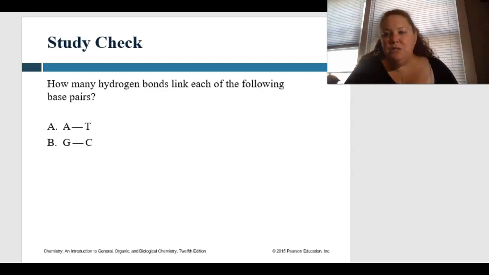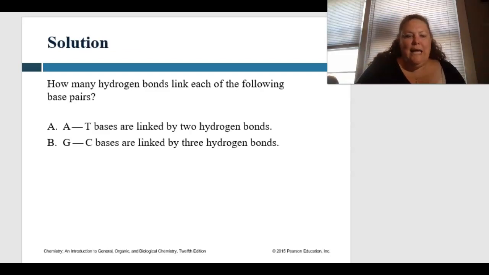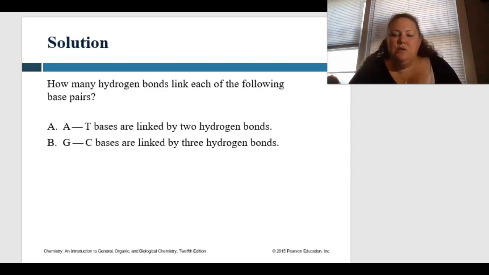Okay, remember back to either the 2 hydrogen bonds or the 3 hydrogen bonds from the previous video. So pause me and come back. All right, the A to T, these are going to have 2 hydrogen bonds that are going to be broken, where the G to C, those are going to be 3 hydrogen bonds that have to be broken.